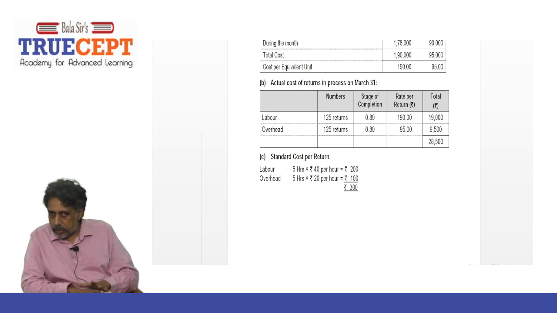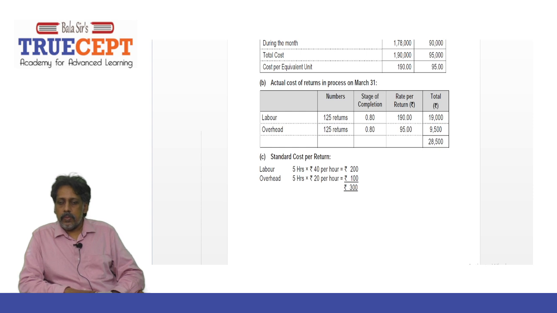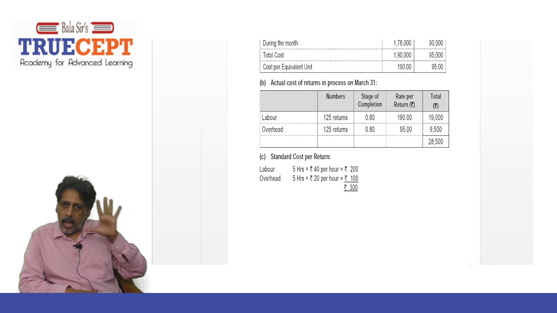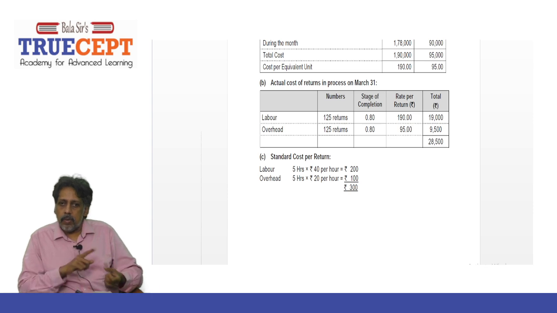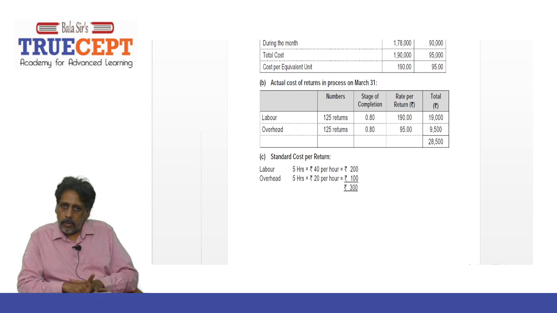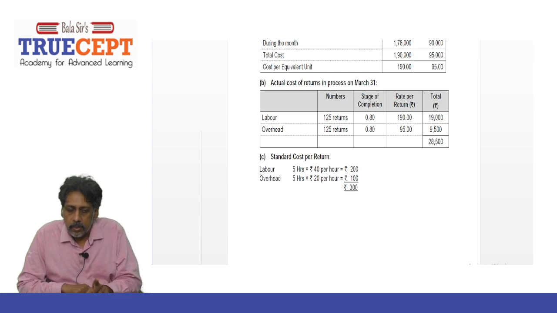Now the answer to subdivision C. C is very simple. Find the standard cost per return. We know that the standard time allowed is 5 hours and the standard rate is rupees 40 per hour labor. You get rupees 200. Again 5 hours of labor. When these staff are working on the income tax return, those 5 hours, what is the overhead cost incurred? Rupees 20 per hour works out to rupees 100. Add both. In all, rupees 300 is the standard cost of filing one income tax return. Is that fine? Yes, sir.